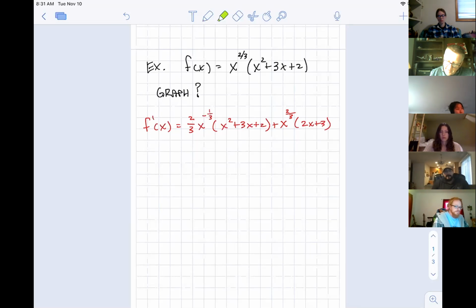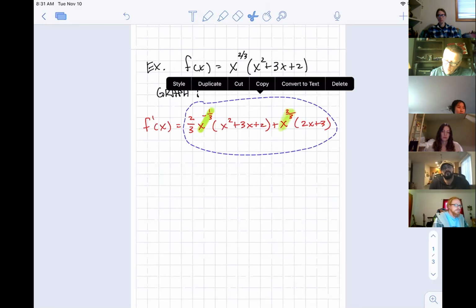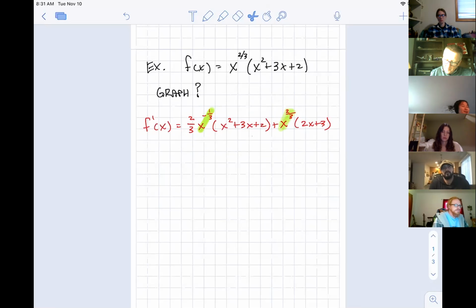So let me just point one thing out. It's pretty cool that this term has an x to the negative 1/3 and this has an x to the positive 2/3. And I'll show you why I say that. For instance, I could do something really cool here that would make my life really easy. And this is something I don't think you would automatically know, but I think it's kind of cool, and I would like you to know it.